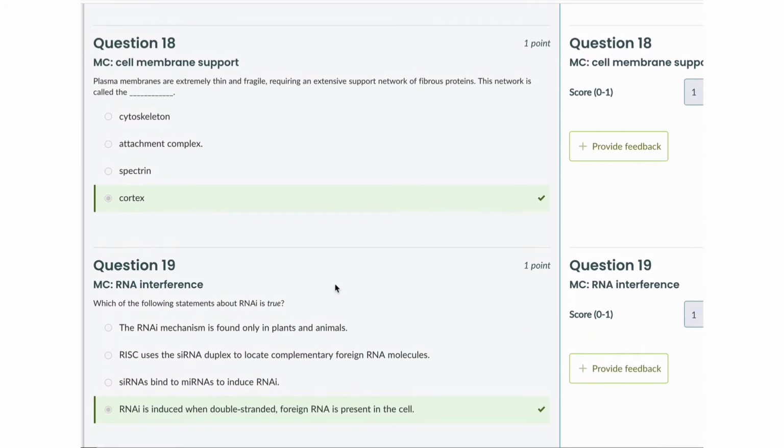Question 18. Plasma membranes are extremely thin and fragile, requiring an extensive support network of fibrous proteins. The network is called the cortex. The specific protein that we talked about binding to this in red blood cells was spectrin, but that'll come up later.